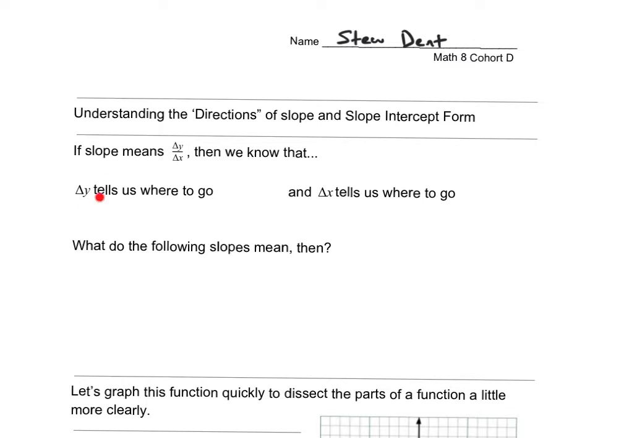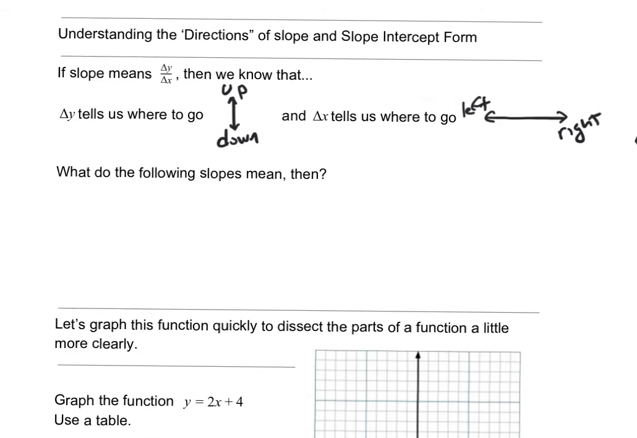That means that the change in y tells us where to go, either up or down. It actually tells us whether a line is increasing or decreasing as it goes to the right. The change in x tells us where to go, left and right. Specifically, it tells us how a line is changing as we move to the right, from left to right. So let's take a look at what the following slopes mean.